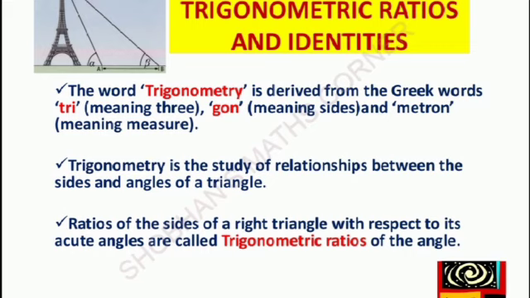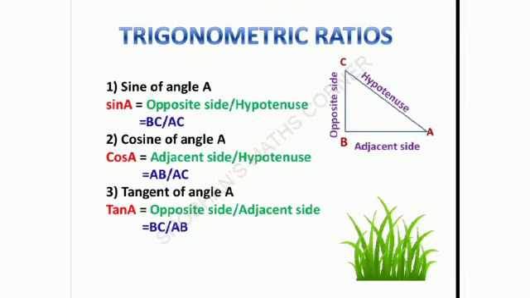The ratios of sides of a right angle triangle with respect to its acute angles are called trigonometric ratios of the angle. So in this video we will discuss only the acute angles of a right angle triangle. Actually the trigonometric ratios can be defined for any angle, which we can learn in the next video. So now we will restrict our study to 0 to 90 degrees and a right triangle.